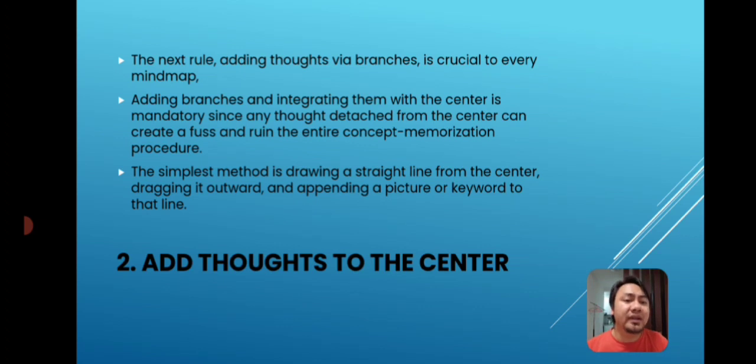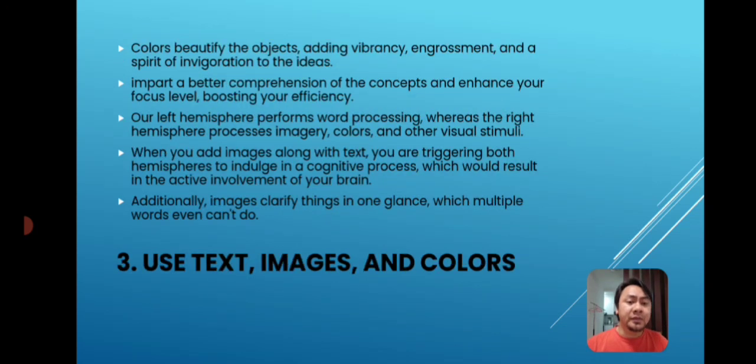The simplest method is drawing a straight line from the center, dragging outward and appending a picture or keyword to that line. So you put the keyword, the main point, in the center, and then have a line drawn outside as a branch and then connect it to another keyword. That's how you connect everything using the mind map. And of course, use text, images, and colors.